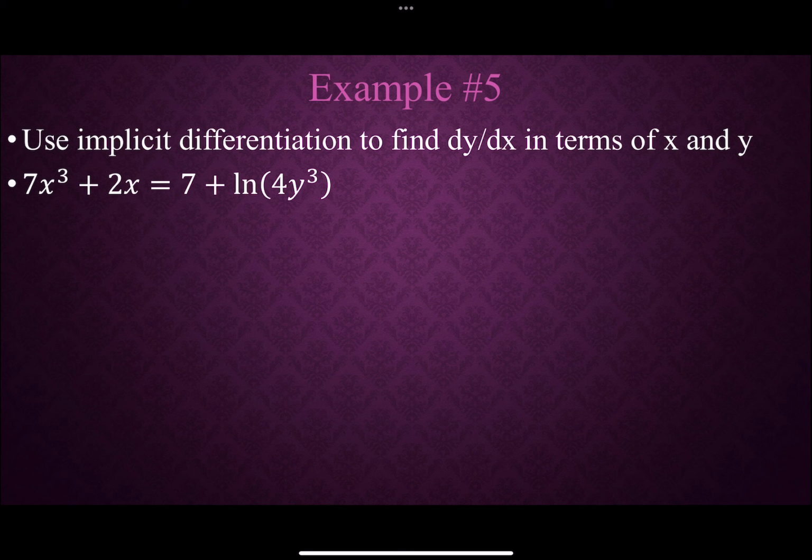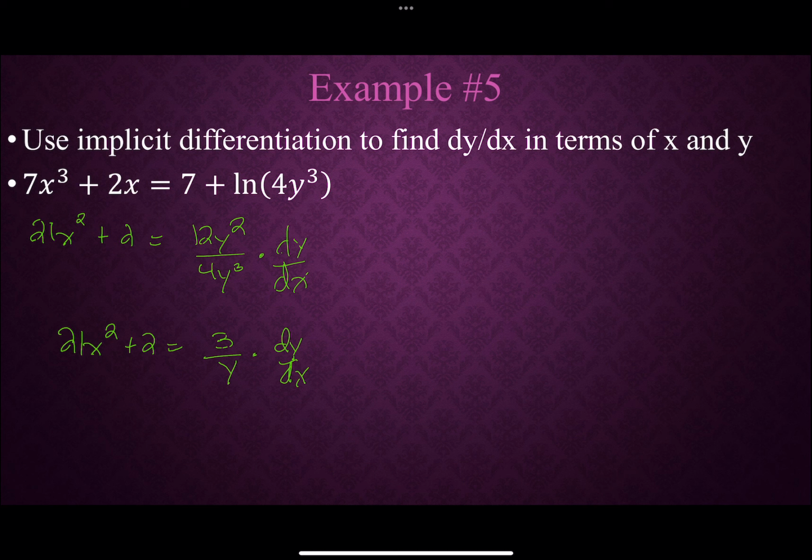And then finally, our implicits, the rules still apply. So we would have 21x squared plus a 2. 7 goes away. ln, this would become a 12y squared over 4y cubed, and then times dy dx. So we're going to go ahead and simplify that fraction. So we have 21x squared plus 2 would equal 3 over y times dy dx. So to get dy dx by itself, we've got to multiply by the reciprocal, which is y over 3. So we would get dy dx equals 21x squared y plus 2y all over 3.